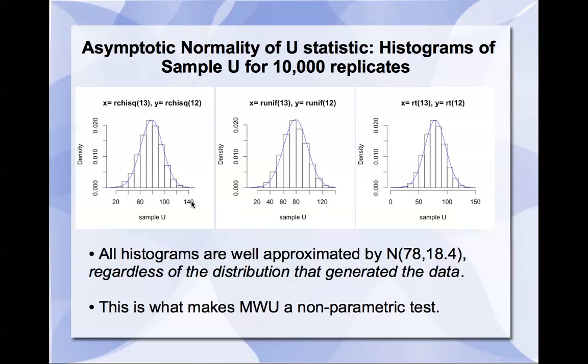So the really cool thing about Mann-Whitney-U is that the normality of this U statistic does not depend on the underlying distributions. You can see here I used chi-squared, here I used uniform, here I used t-distribution, and in each case you get a very good approximation by this normal curve.